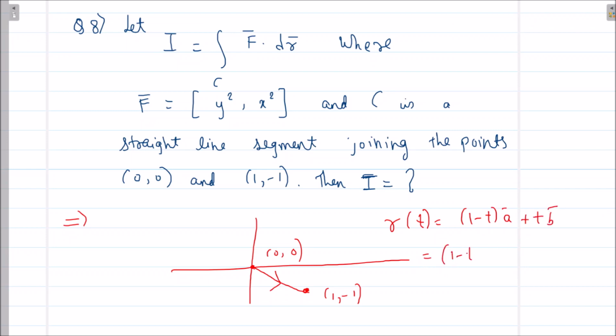So it is (1 minus t) into the first vector (0, 0) plus t into the second vector (1, minus 1). So there is nothing but t into this part is 0. So the second part remains. This is (t, minus t). And what is the value of t? t is going from 0 to 1, so 0 ≤ t ≤ 1. And now it's easy, right? You simply apply the definition of line integral F dot dr.